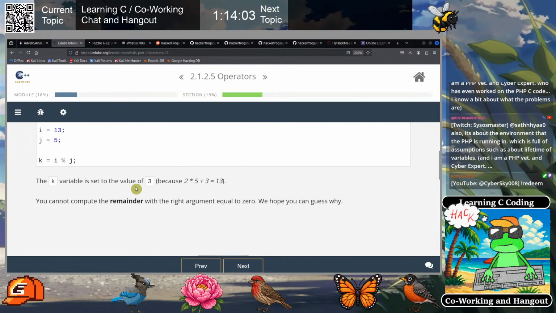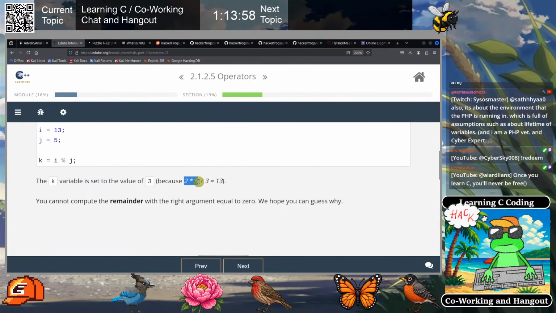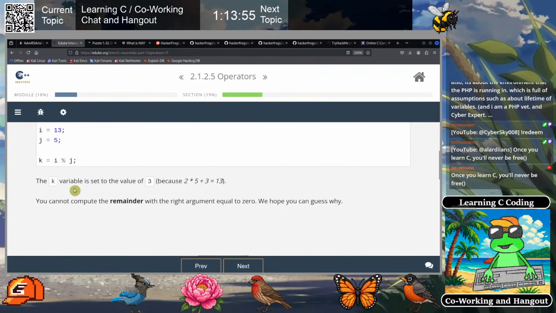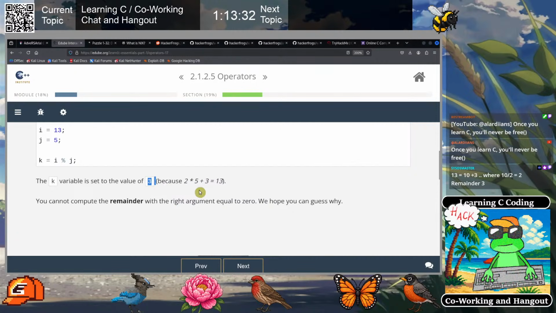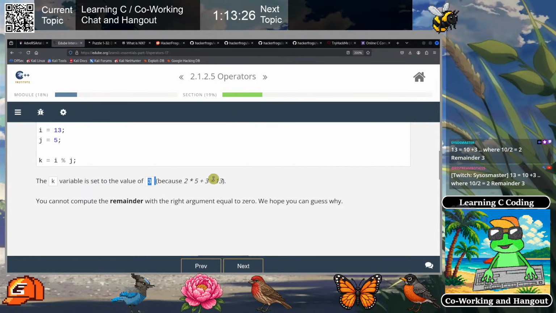So the k variable is set to the... Oh no! I got it wrong. 2 times 5 plus 3 equals 13. So the k variable is set to the value of 3. Let's see, 13 divided by 5. So it's minus 5, minus 5, and we're supposed to come out with 3. So the k variable is set to the value of 3, because 2 times 5 plus 3, so 10 plus 3 equals 13.